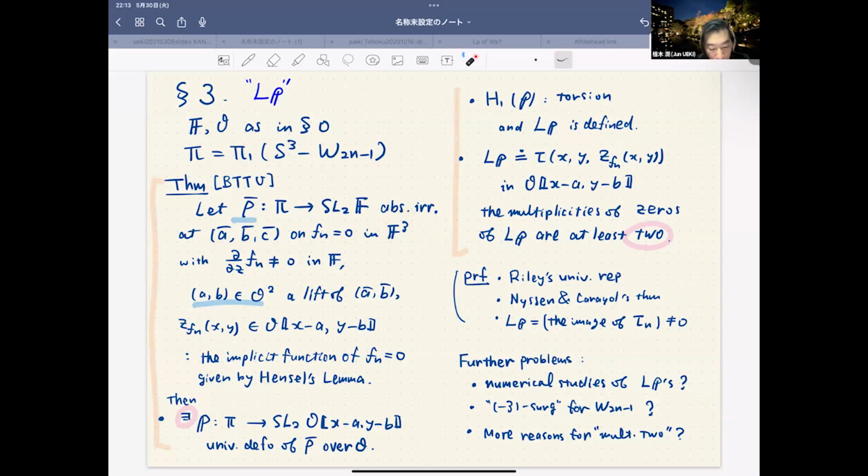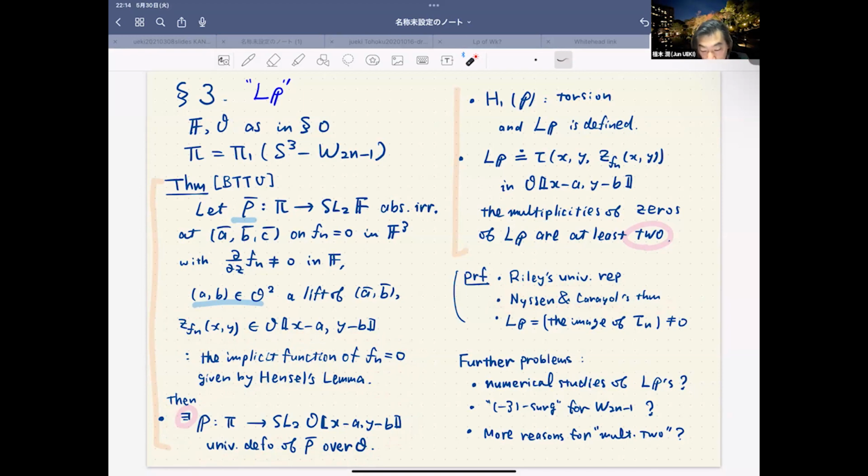And suppose this. And let (a, b) be an element of O^2, which is a lift of (a bar, b bar). Then by Hensel's lemma, we have the implicit function of F_n equals 0 around a and b. In this situation, we can prove that we have a universal deformation of rho bar over O. This is proved by the existence of Riley's universal representation, and we also use Nissi and Carayol's theorem.